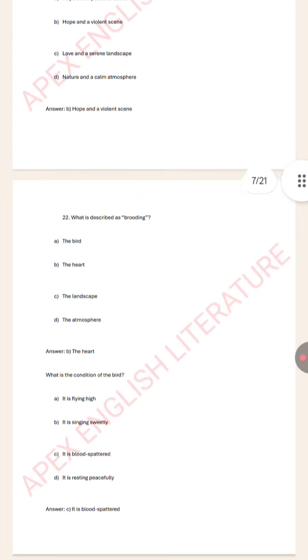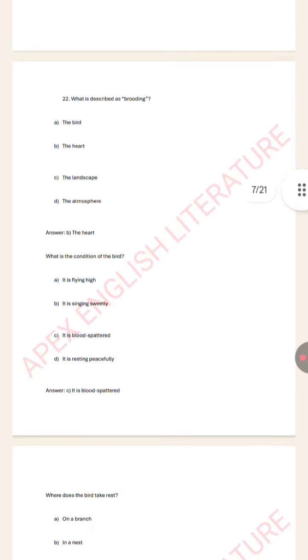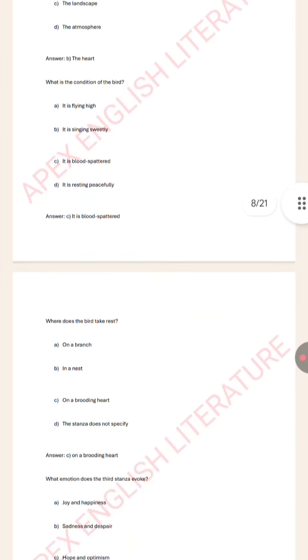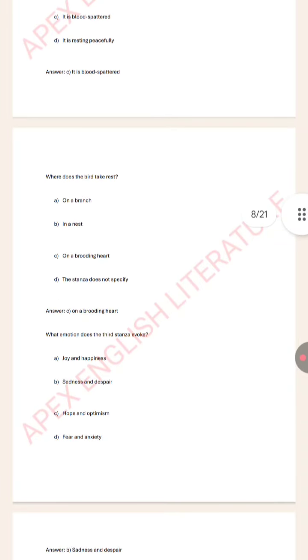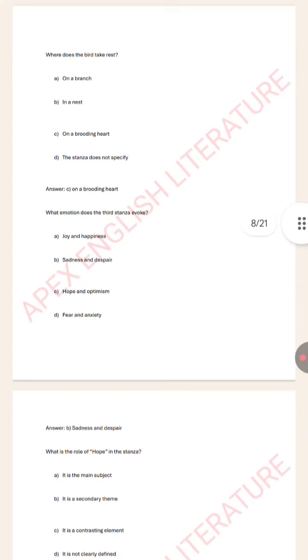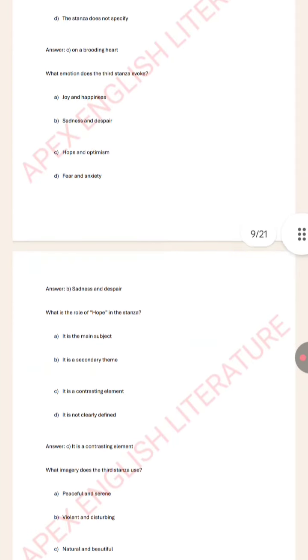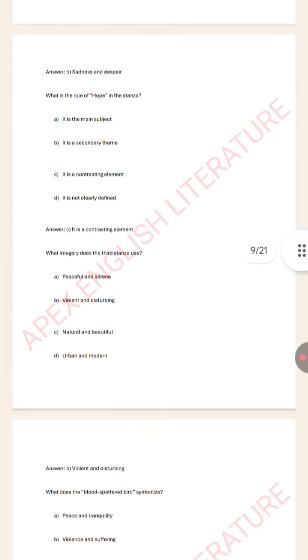What is the subject of the third stanza? Hope and a violent scene. What is described as a brooding? The hurt. What is the condition of the bird? It is blood spattered. What does the bird take rest on? On a brooding hurt. What emotion does the third stanza evoke? Sadness and despair.